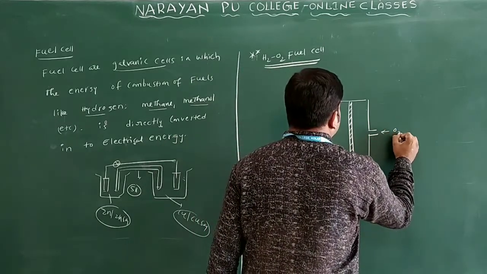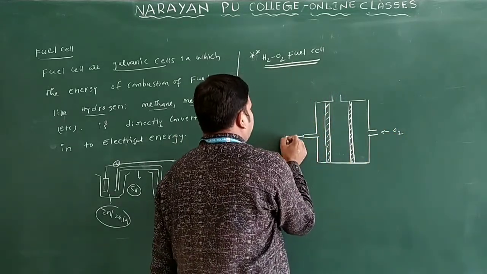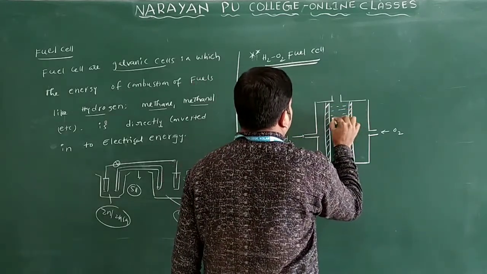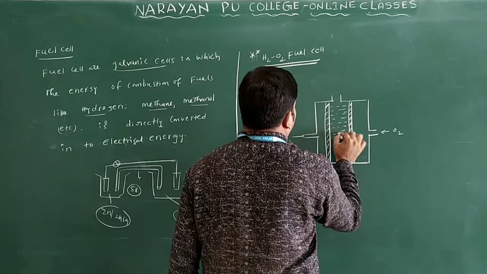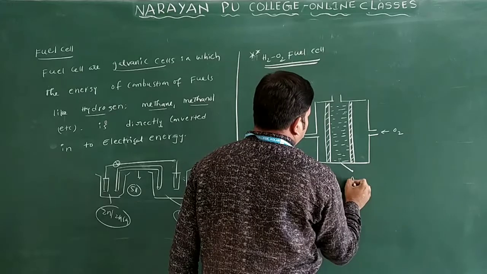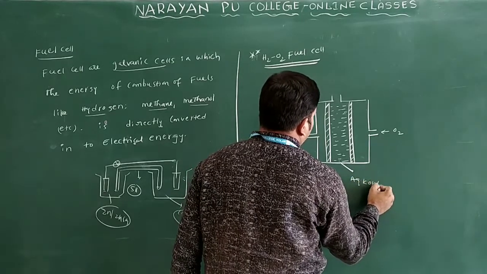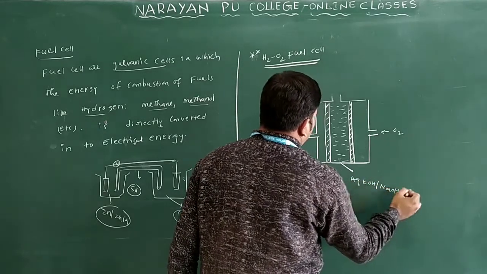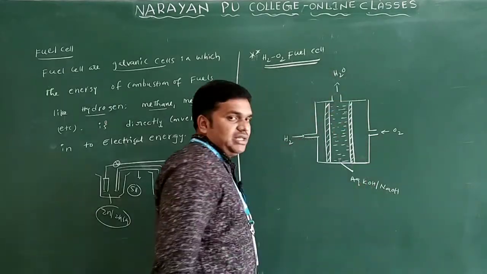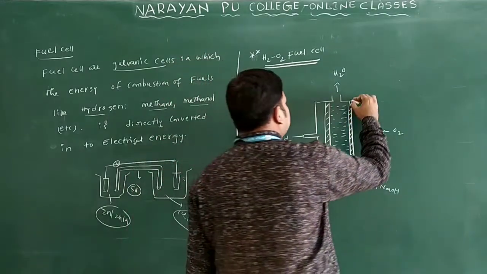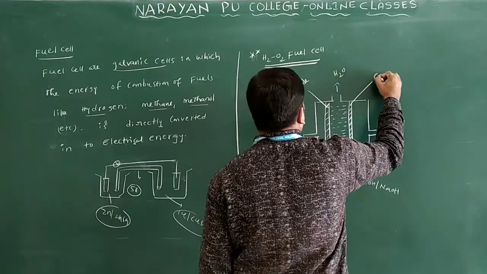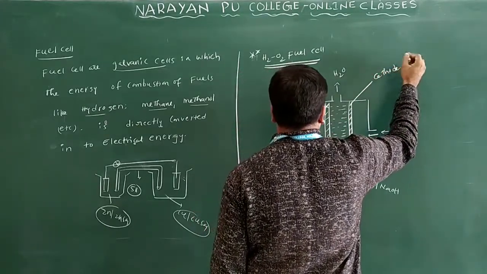Here we are passing H2 gas, in this compartment hydrogen gas only. In this you take an electrolytic solution. The electrolytic solution you can take is aqueous NaOH or aqueous KOH. Here water is coming outside of the compartment. These are the electrolytes, and these are the electrodes you are taking, one anode and one cathode.